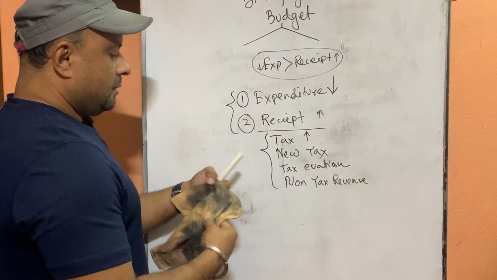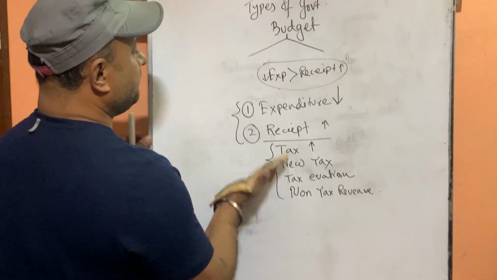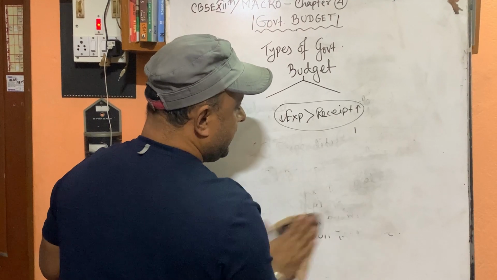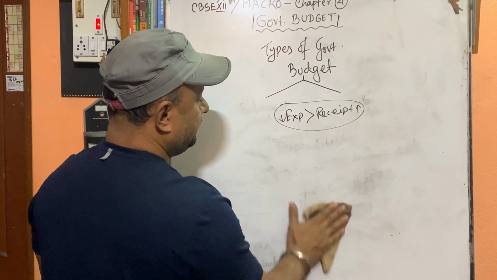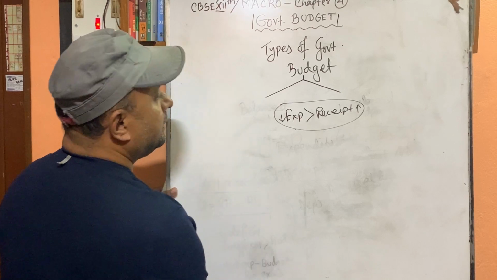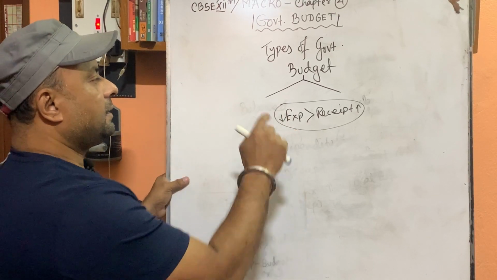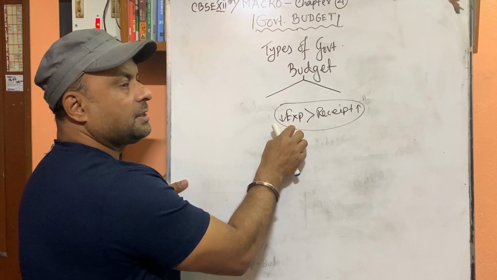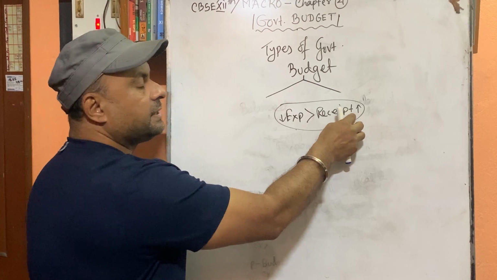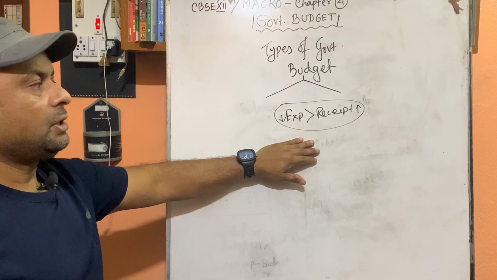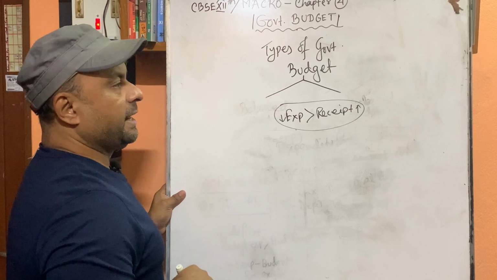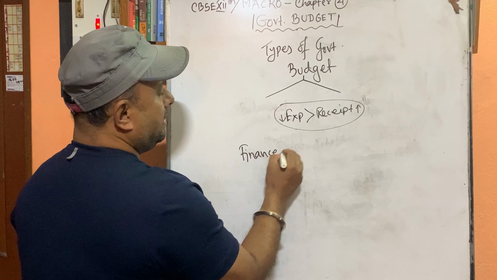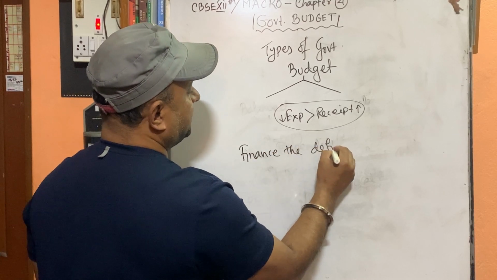Now suppose both are impossible. Government cannot reduce its expenditure and also cannot increase its receipt. Deficit means government expenditure is more than receipt. Now government is unable to reduce the expenditure and unable to increase the receipt. How can we solve the problem then? Then we have to borrow money, which means we have to finance the deficit of the budget.